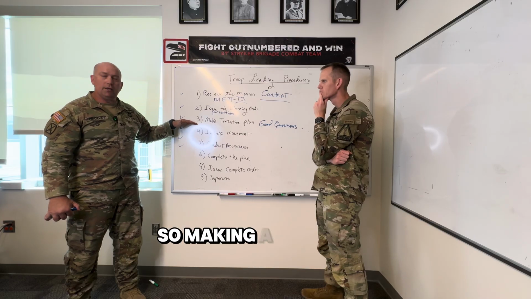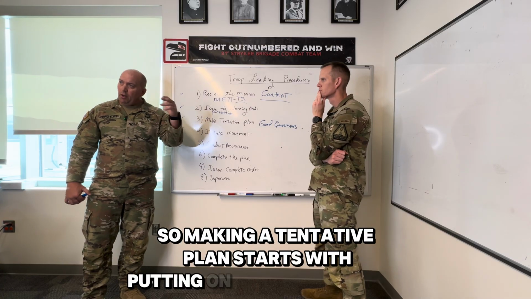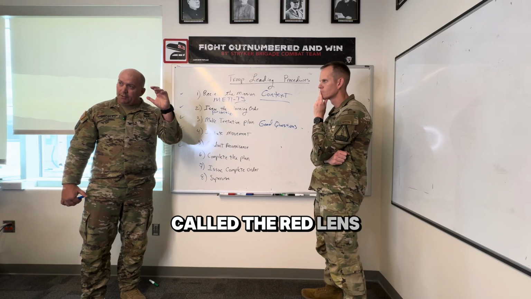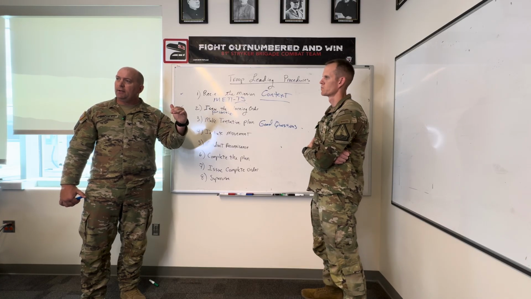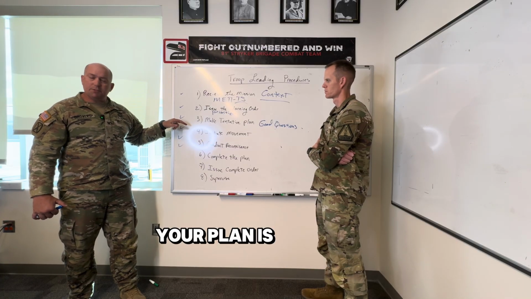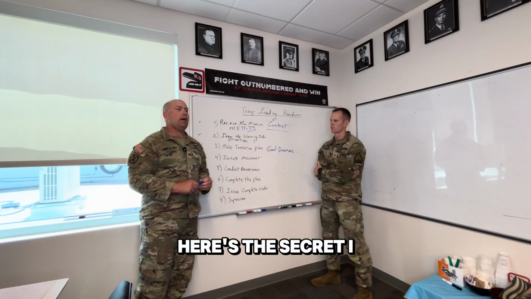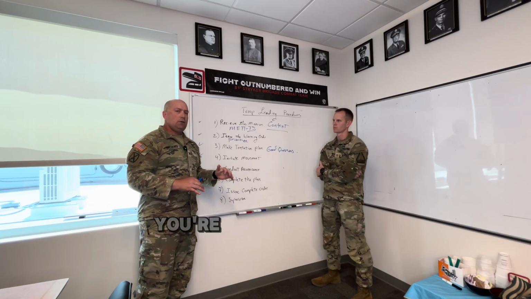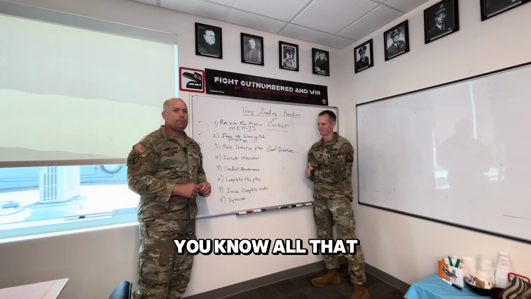Okay, so making a tentative plan starts with putting on your adversary's, call it the red lens, seeing the situation from their point of view, and coming up with the enemy's plan. Then, once you've done that, your plan is basically how to beat it. Now, here's the secret. I hear over and over people say, well, you're not really sure what the enemy's going to do. They can do lots of things.